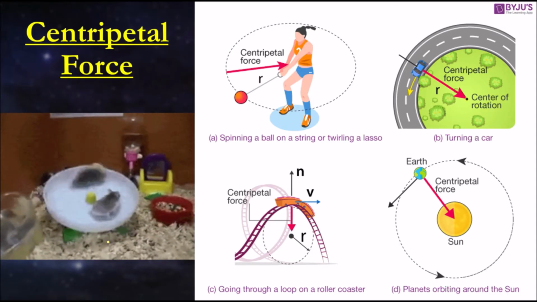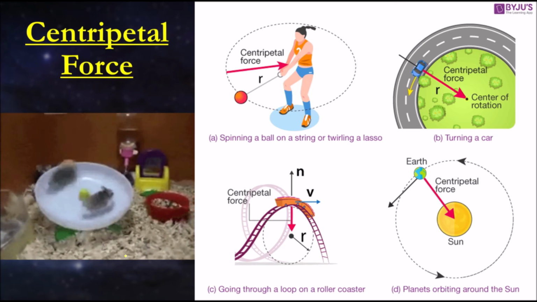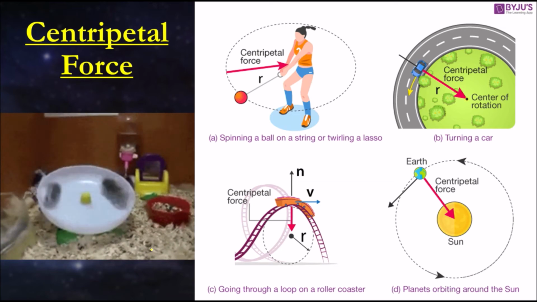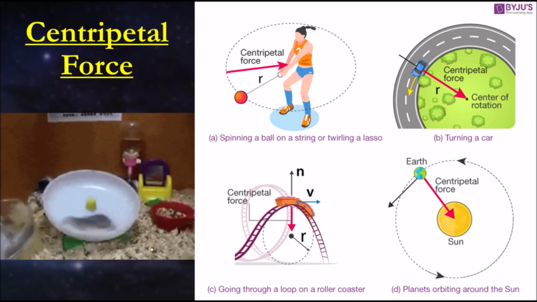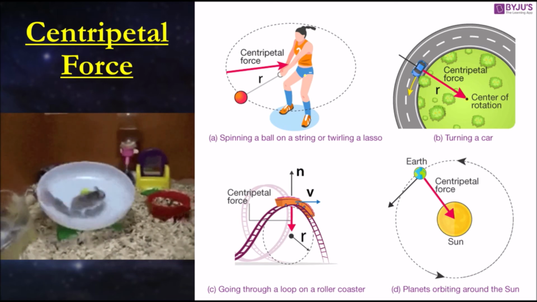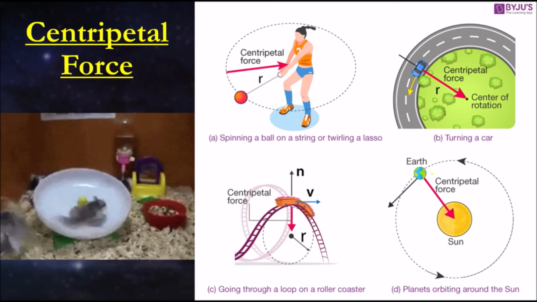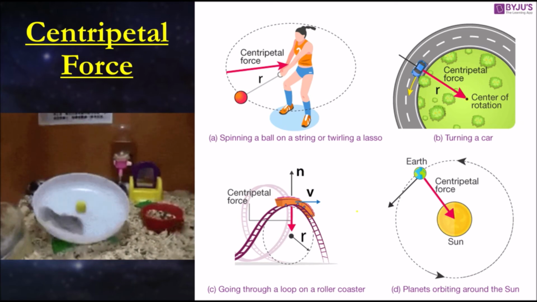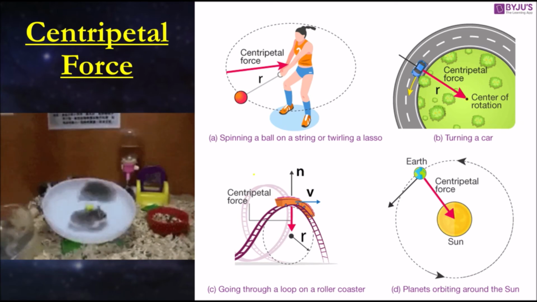And the last derivation we need to do is centripetal force. So we know the acceleration. Now we just need to work out what the force is. And as you can see, all these different circular motions that we see have different types of forces, or centripetal forces.